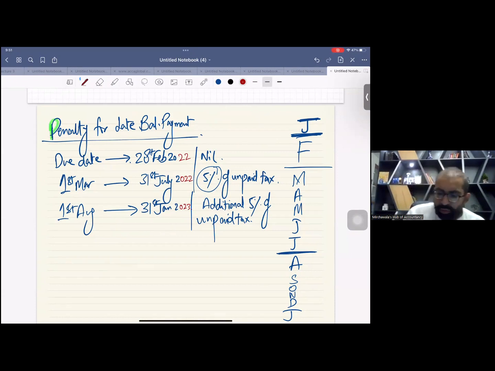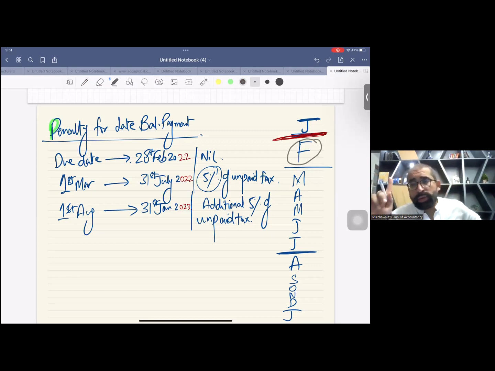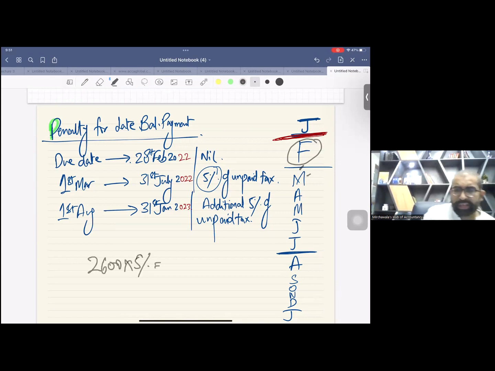First of all, 31st January is your due date for the balancing payment. The tax department will wait 1 month. They will say, please pay, please pay, please pay. But if you cross this first month and come into 1st March, then a fixed 5% penalty applies: 2600 was the amount, times 5%, so 130 is the fixed penalty on you.